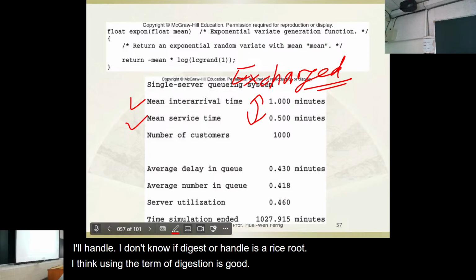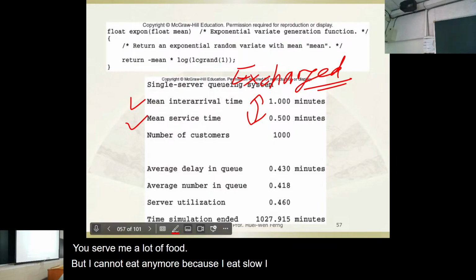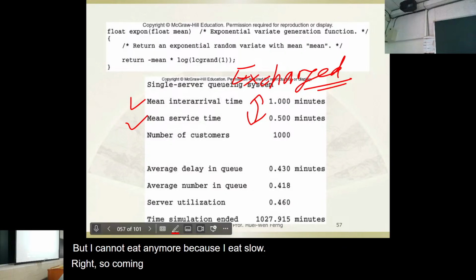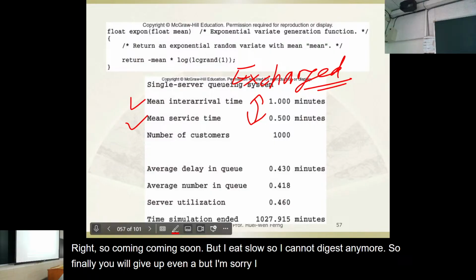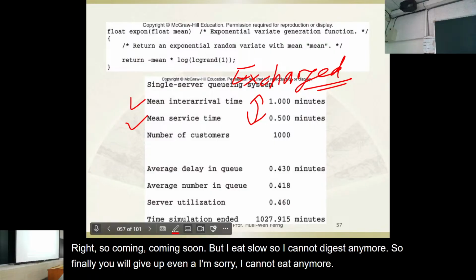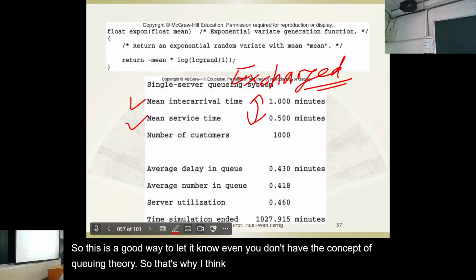Here, I'm a guy who likes to eat. You serve me a lot of food, but I cannot eat anymore because I eat slow. The food keeps coming, but I eat slow. So I cannot digest anymore. So finally, you will give up even if I pay. But sorry, I cannot eat anymore. So this is a good way to let people know, even if you don't have the concept of queuing theory. So that's why I think I heard one good term, digestion.